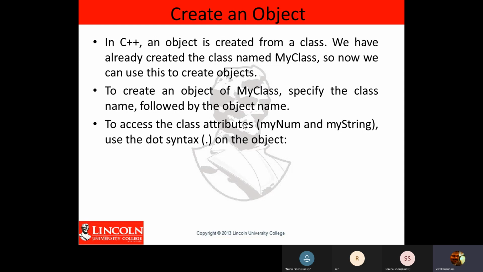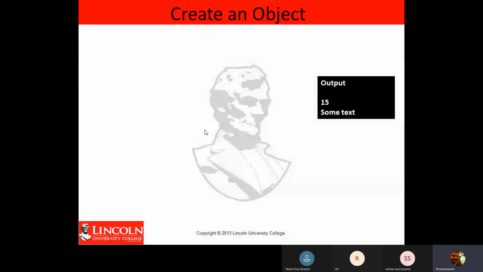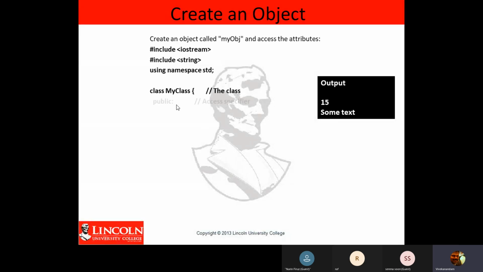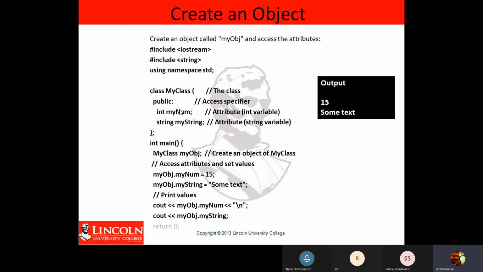Specify the class name followed by the object name. To access the class attributes, myNum and myString, we use the dot syntax on the object. So we create the object, and it is called MyObj. Already we created MyClass with public access. We already declared two variables, int myNum and string myString. These two variables are normally called attributes in a program.